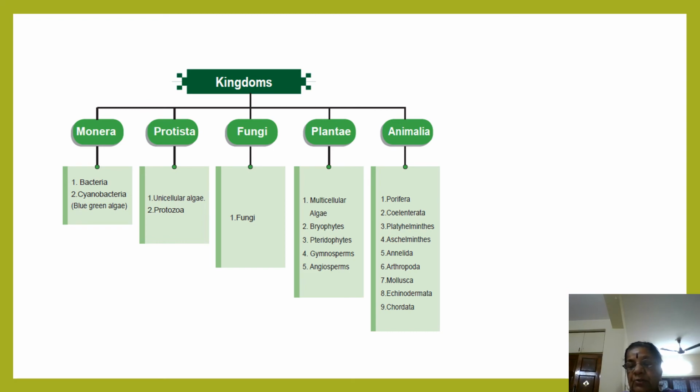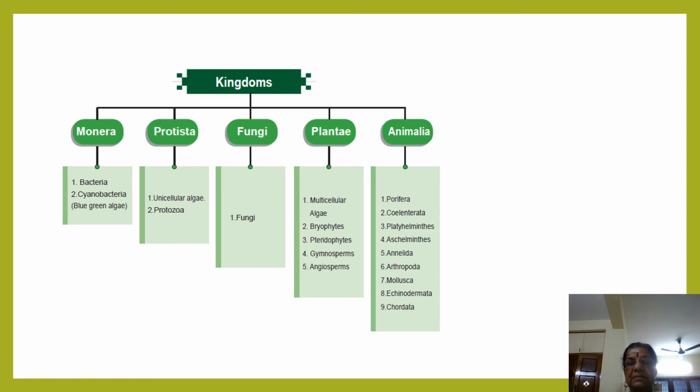I hope you understand. This is in our textbook, just go through it for a second. You should know how to draw a flowchart like this. Questions on the missing group in the classification by R.H. Whittaker may be asked. Are you clear? So this is the textbook flowchart of Whittaker. I hope you understand. The next one is again a pictorial representation.